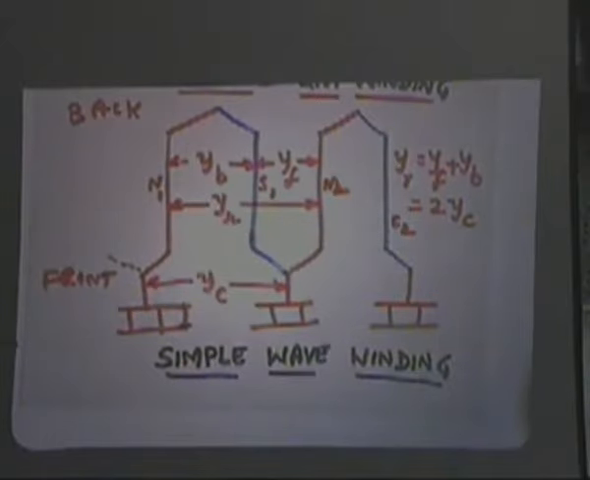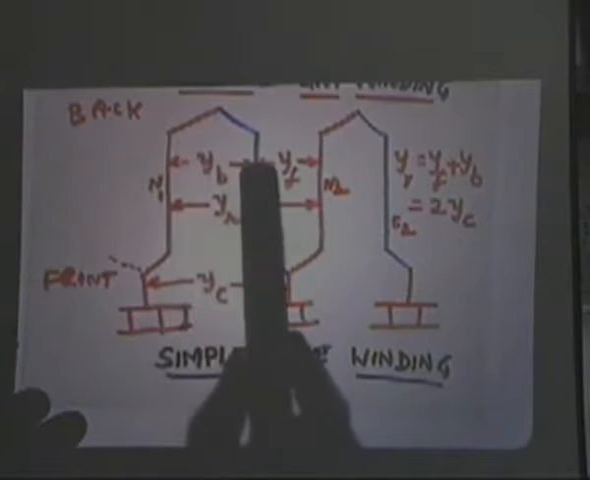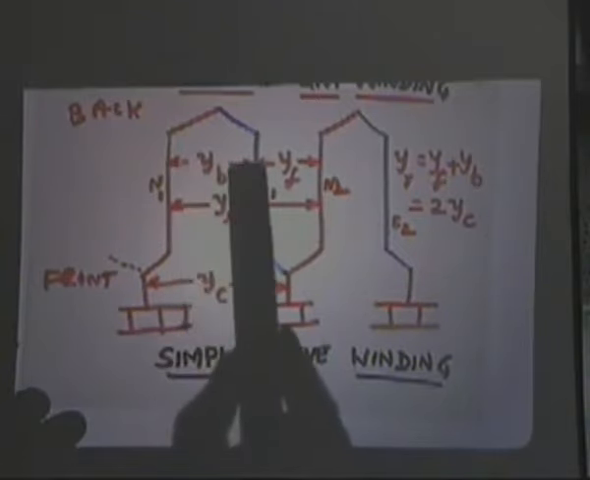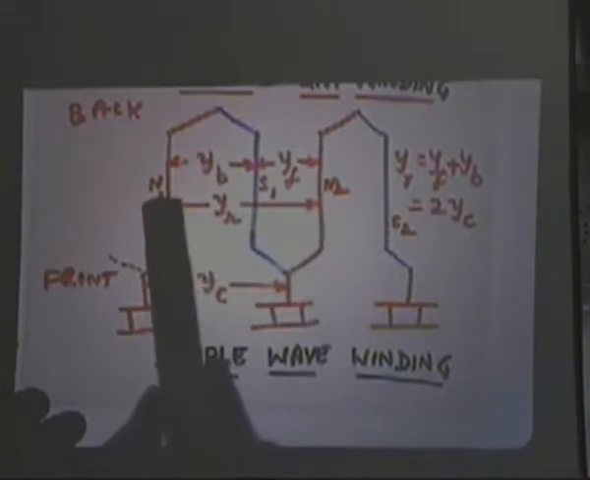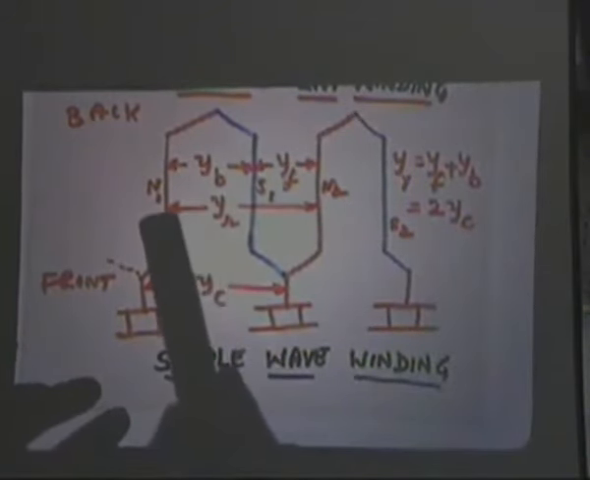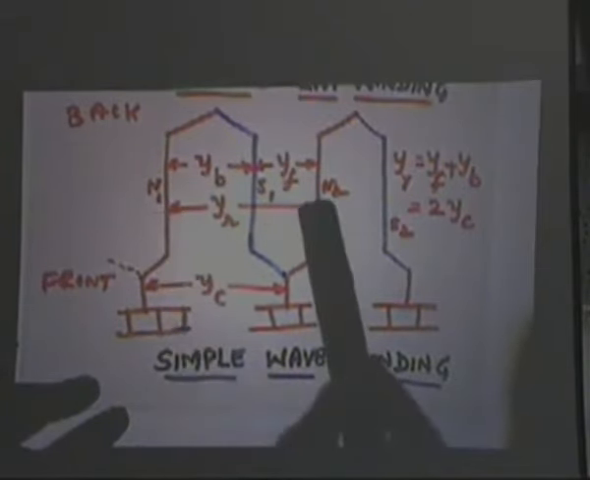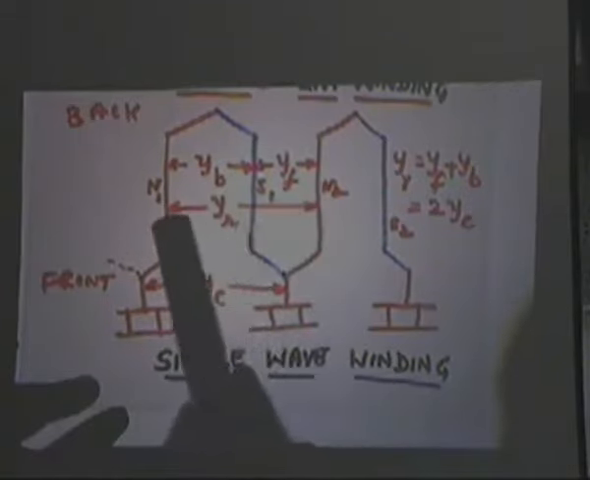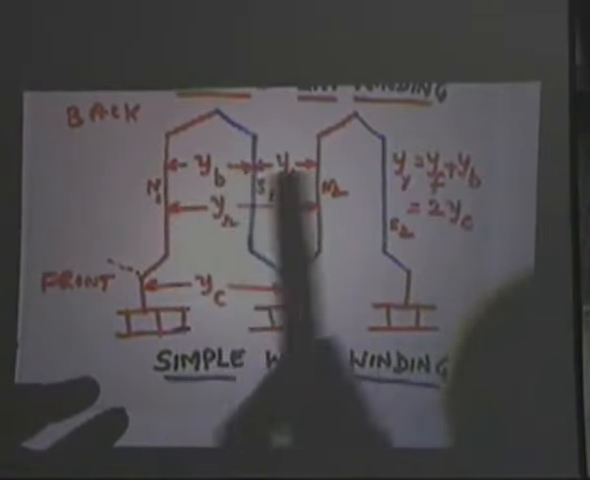Now, so we will have the back pitch YB and the front pitch YF. So, this is YB and this is YF. And the resultant, which we defined as the distance between the coil sides of the first coil to the next coil, that is, the first coil is starting here, the second coil is starting here, so the distance between them will be YR here. So you will notice that YR will be equal to YF plus YB, that is this YB and YF.